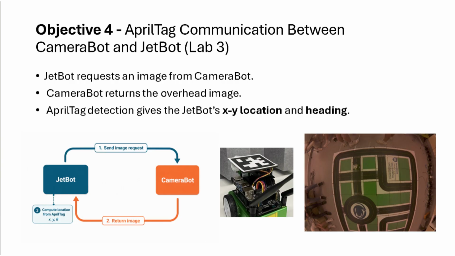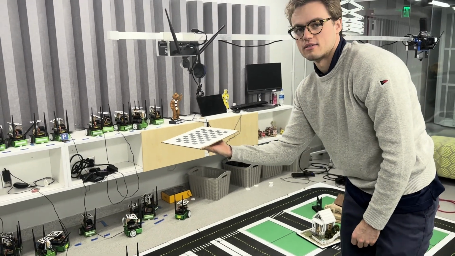Objective 4 focused on using the camera bot and JetBot together so the JetBot could localize itself on the roadmap. The JetBot communicated with the overhead camera bot through SSH networking. The camera captured an image of the roadmap from above, and the JetBot used the image to detect the April tag mounted on top of it.